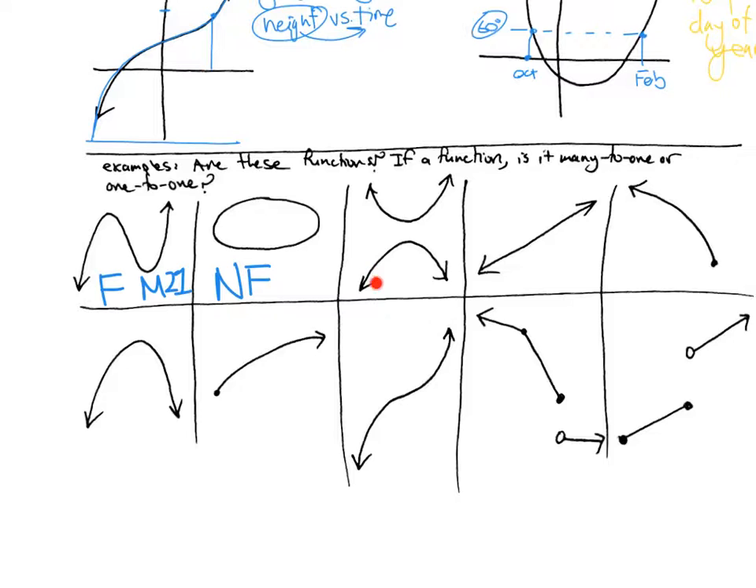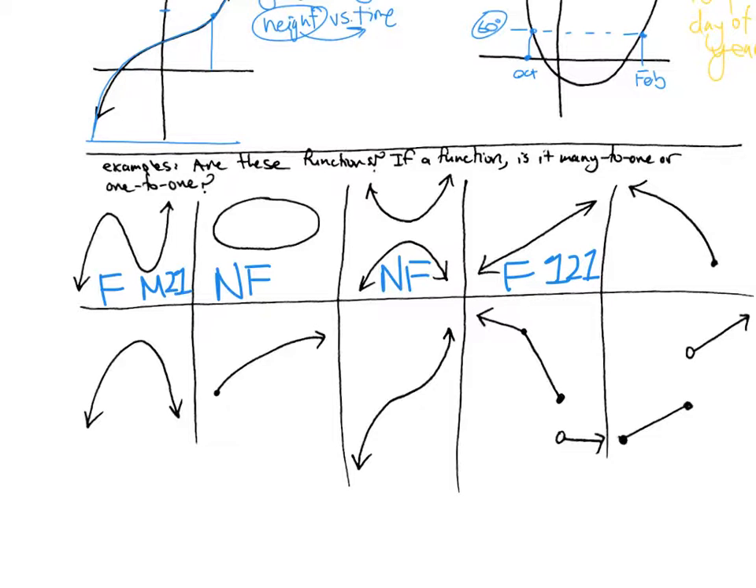This does not pass the vertical line test, so we would say it is not a function. For a straight line, this definitely passes the vertical line test, and it passes the horizontal line test. So it's definitely a function, and we could call it a 1-to-1 function. I like that abbreviation.